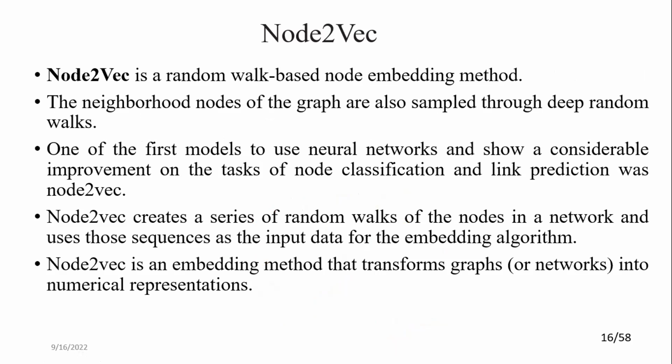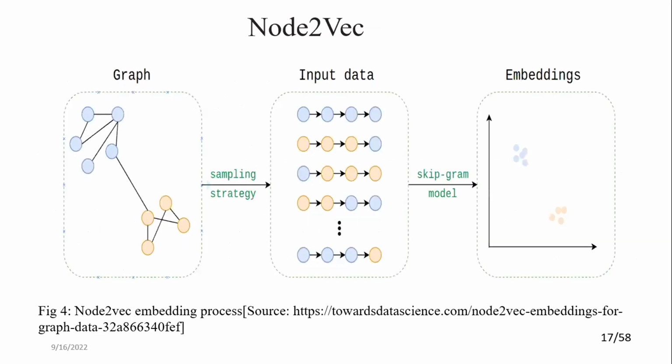Also, the neighborhood of the graph is sampled through this random walk. Node2vec is applicable to node classification, link prediction, etc. We have a series of random walks around the nodes in a network, and by using those sequences we apply an embedding algorithm. Suppose we consider a graph and have a random walk along the graph, and then it is applied to a skip-gram model, and we have to select which should be the next node, etc. And then it is applied to embedding.